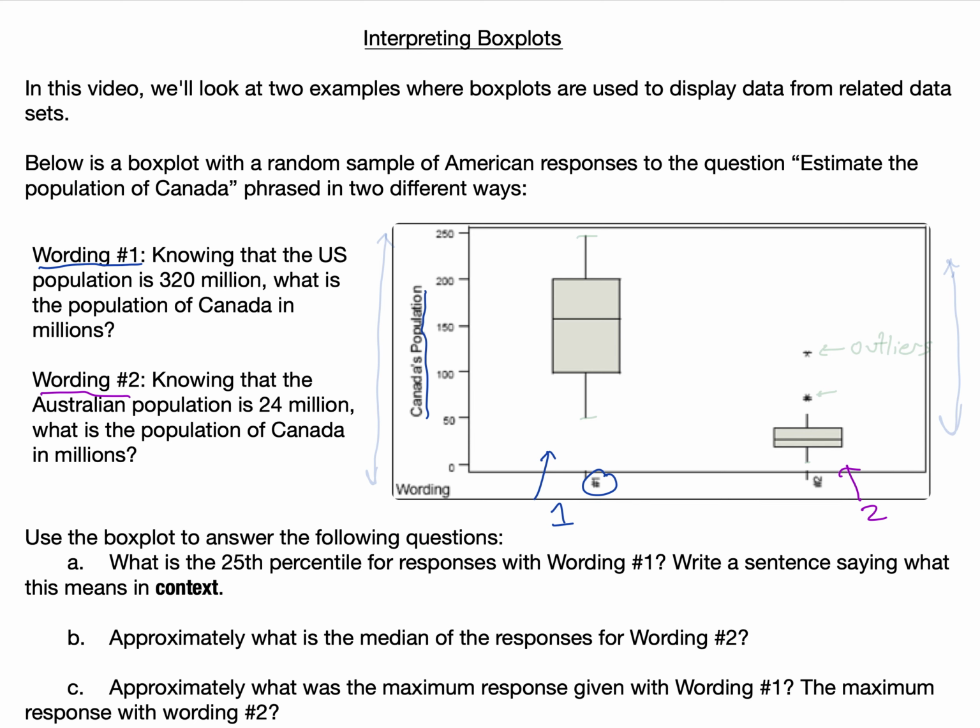So we want to use the boxplot to answer, what is the 25th percentile for responses in wording one? Write a sentence explaining what this means in context. Part B, approximately what is the median for the responses in wording two? Part C, approximately what is the maximum response given with wording number one? What is the maximum response with wording number two? And compare these two data sets. What are some conclusions you can draw from comparing the data given by these two boxplots?